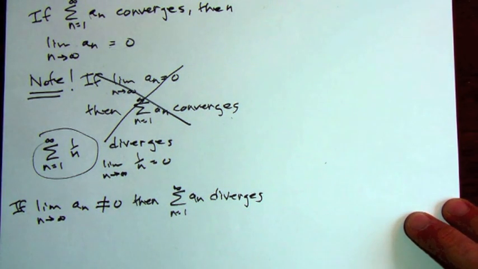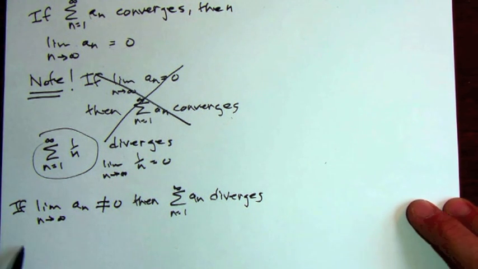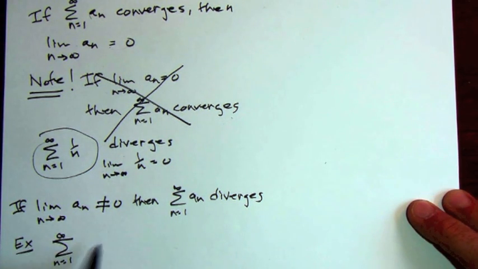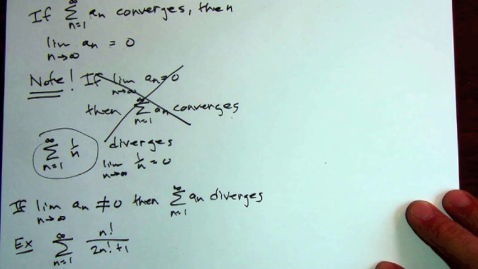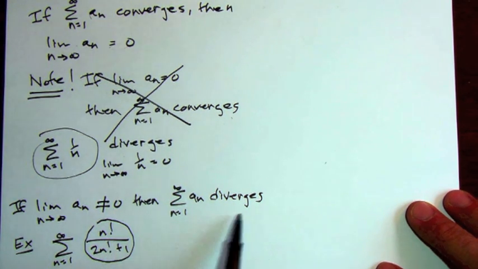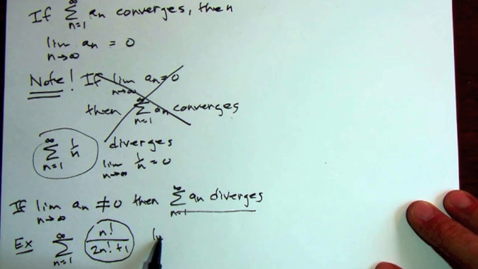All right, let's take a look at an example. Suppose we have the sum from n equals 1 to infinity of n factorial over 2n factorial plus 1, and we want to determine just if it converges or diverges. So let's take a look at this sequence. If the sequence goes to 0 as n goes to infinity, then we don't know anything. It could converge, it could diverge. But if it doesn't go to 0, then we know that it diverges. So let's take a look at that.